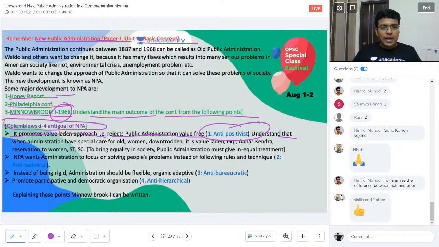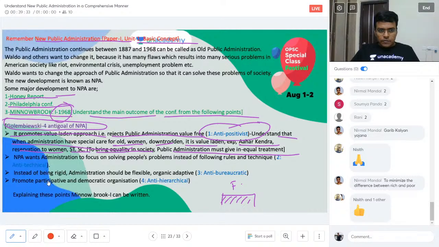It understands that when administration has special care for the old, the downtrodden, it is value laden. Ahar Kendra, reservation to women, ST/SC. To bring equality in society, public administration must give unequal treatment. I think you have seen, suppose this is a wall. Here a football match is going on, and 3 people are there. This is the height of 1 person, this is 1 person, this is second person, this is third person.